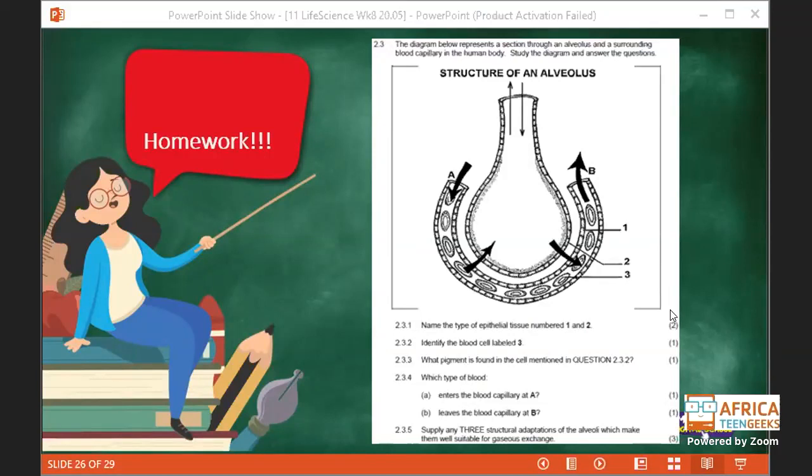Question 2.3.4, which type of blood enters the blood capillary at A and leaves the blood capillary at B? And question 2.3.5, supply any three structural adaptations of the alveoli which make them well suitable for gaseous exchange. Okay, so I hope everyone got that. Is everyone cool?